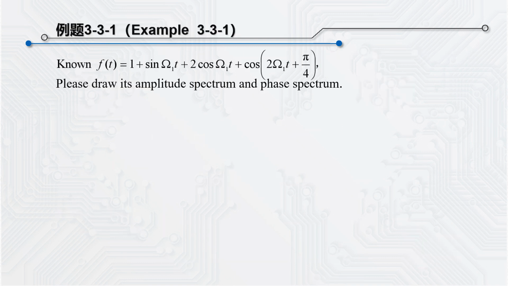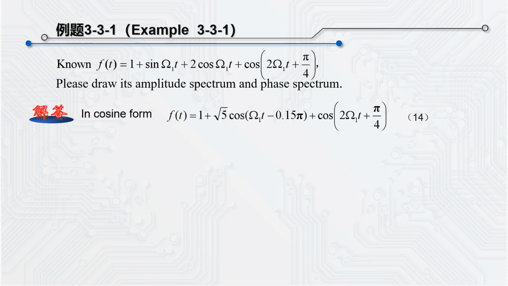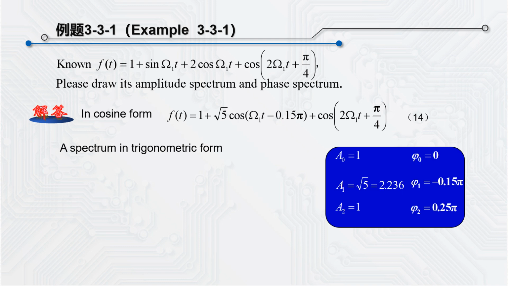We know f(t) is equal to 1 plus sine ω1t plus 2 cosine ω1t plus cosine (2ω1t plus π/4). f(t) is composed of 4 items, where 1 is DC, ω1t is its fundamental component, and 2ω1t is its second harmonic. Let's draw its amplitude spectrum and phase spectrum.